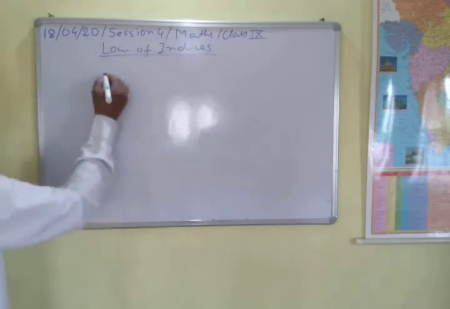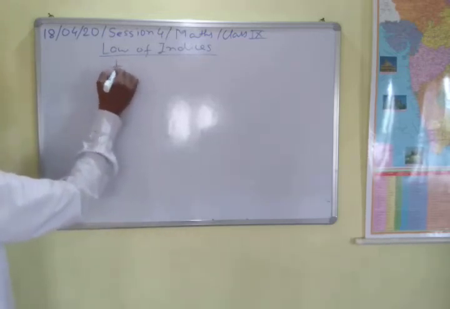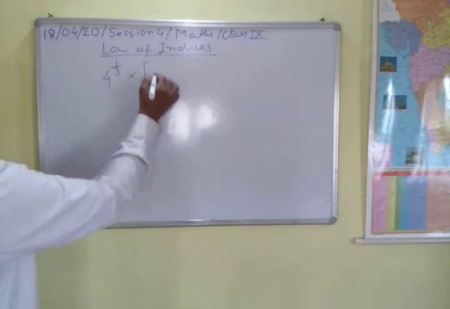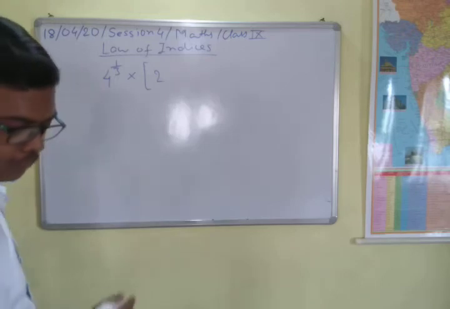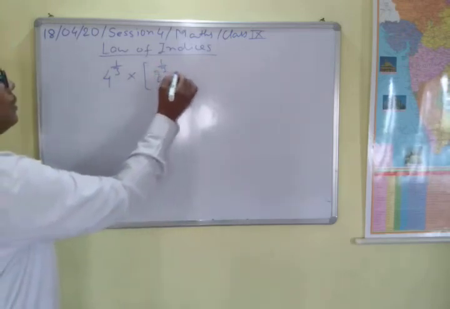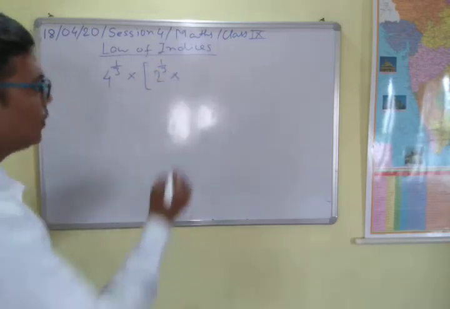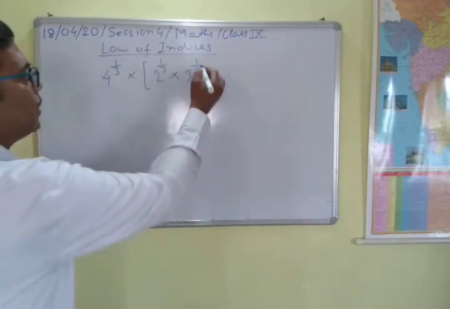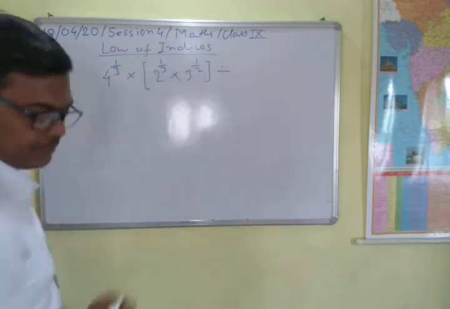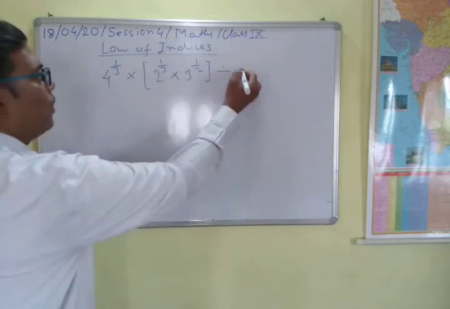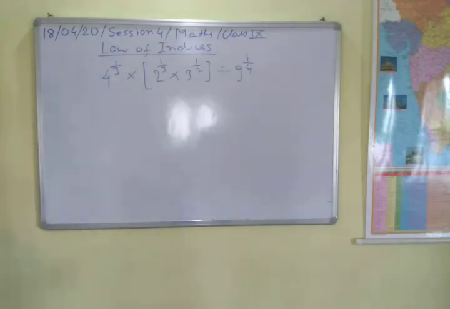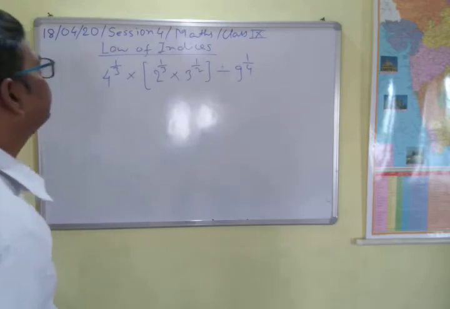4 to the power 1 by 3 into 2 to the power 1 by 3 into 3 to the power 1 by 2, and bracket closed, and division 9 to the power 1 by 4. Now we have to find the value of this. So from where we should start?